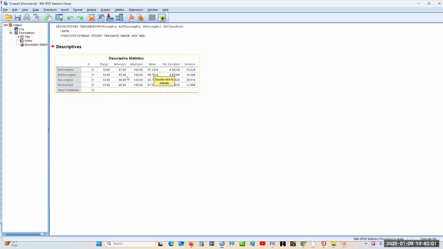BJP incongruent, 96%. So which one is higher? Higher is the congruent one. When they are matching, the accuracy is higher. When there is a mismatching, accuracy is low. That is obvious things that we used to observe from behaviors. When things are matching, we give higher accuracy. When things are not matching, we give lower accuracy.